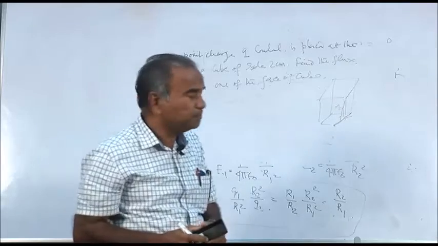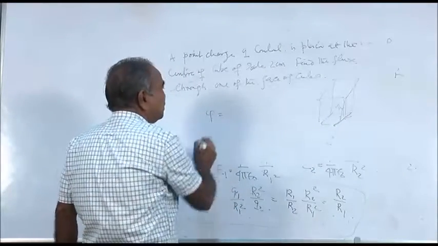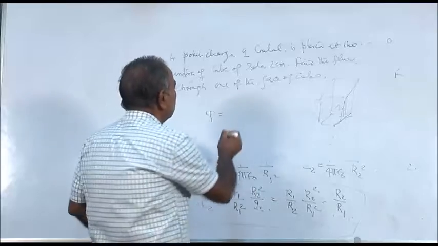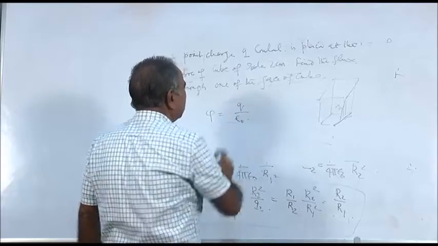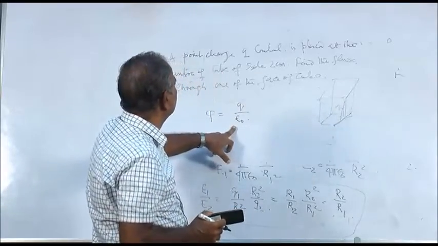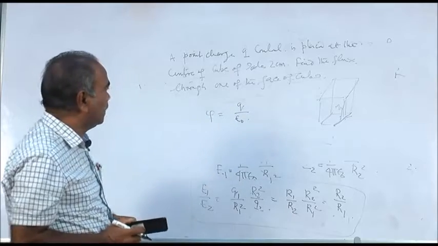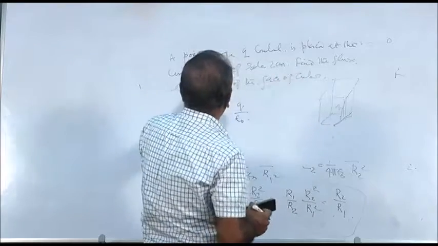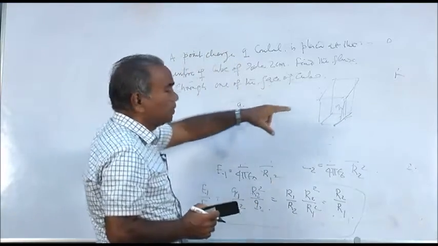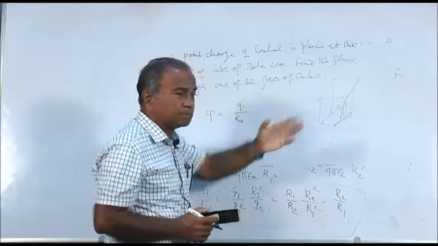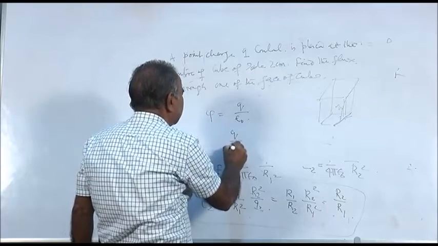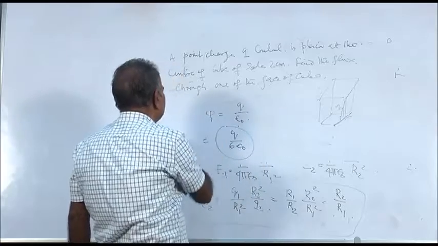According to Gauss law, the flux enclosing the charge, which is a cube, is equal to q by epsilon 0. The flux passing through all faces of the cube is q by epsilon 0. The question is, find the flux through one face of the cube. Since the total flux is q by epsilon 0 and the cube has 6 faces, the flux passing through one face of the cube is q by 6 epsilon 0.